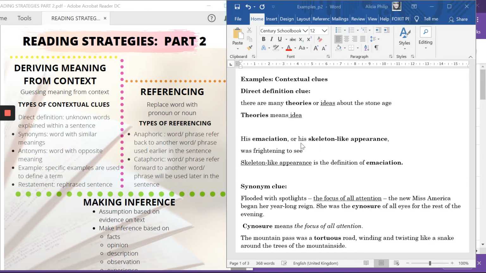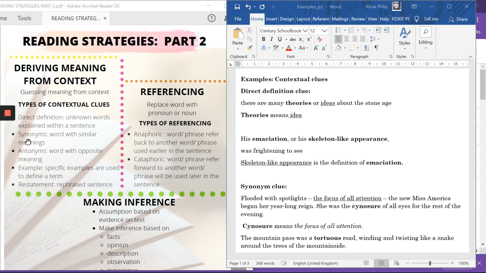Now, let's look at this second example. His emaciation, or his skeleton-like appearance. You might feel that, okay, this is a difficult word, I don't even know what this is. So look at the context given. Skeleton-like appearance. Okay, so a direct definition is given. The context is the appearance is very frightening to see. So what does it mean? A direct definition is given, skeleton-like appearance. So basically, emaciation means skeleton-like appearance.